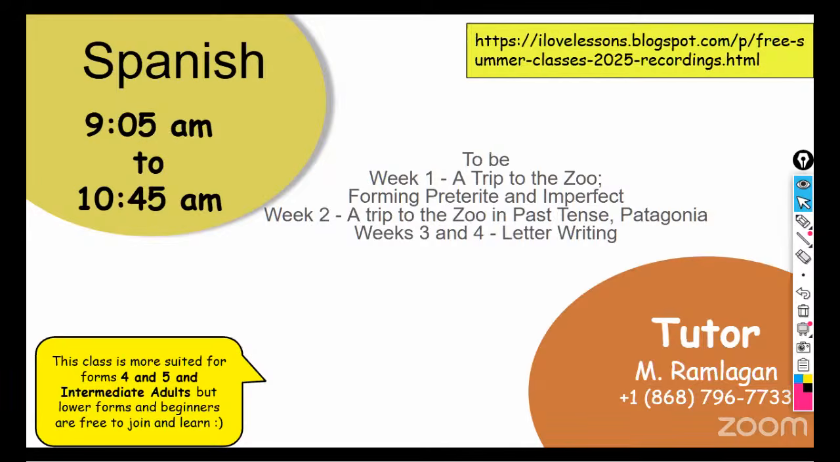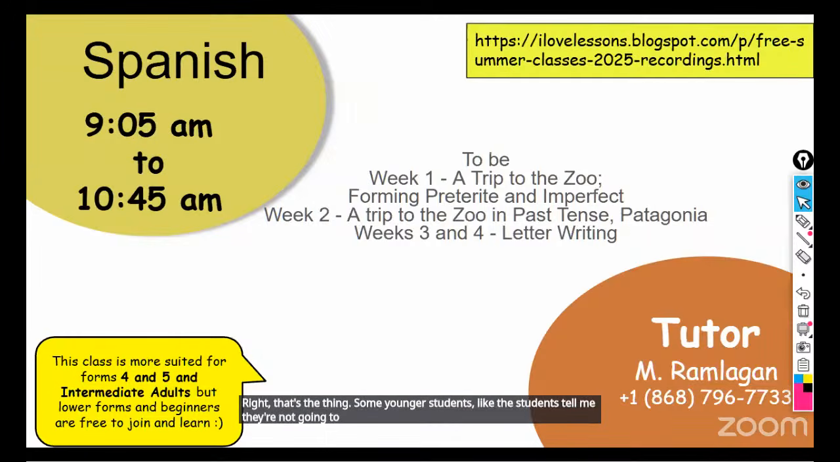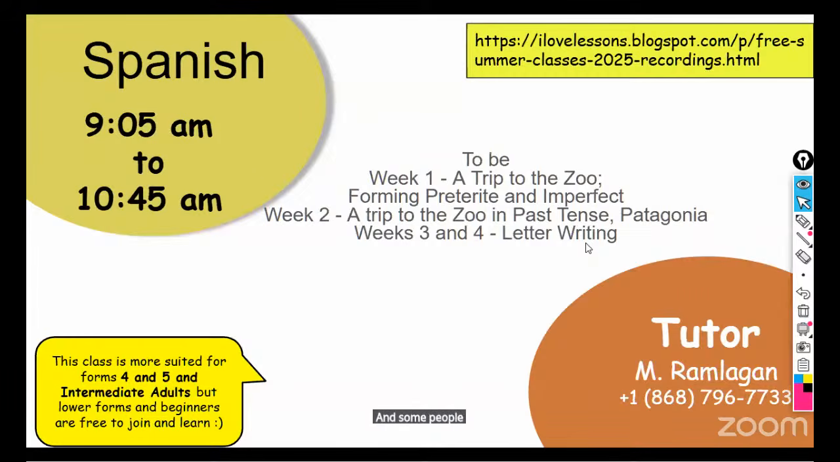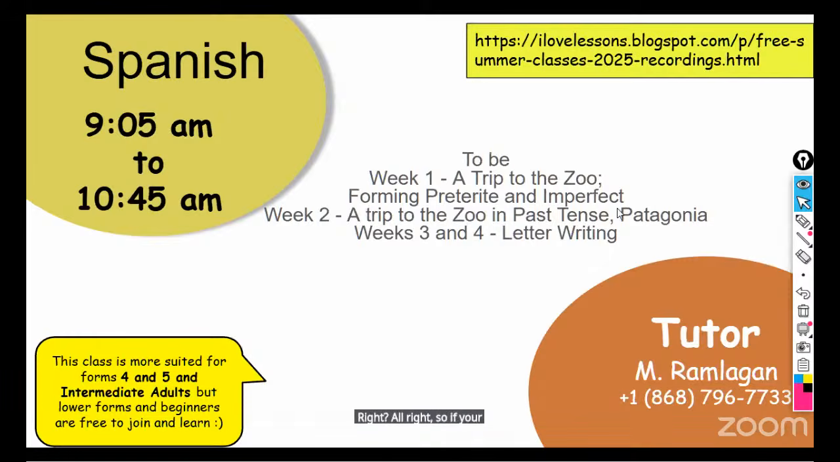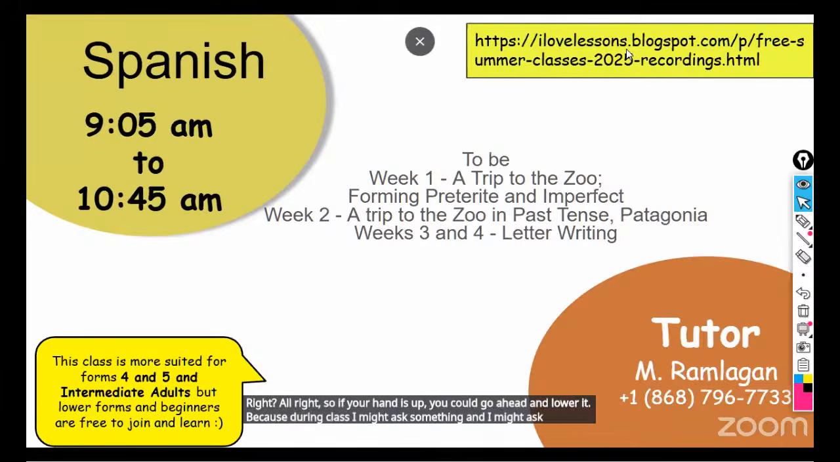Right, that's the thing. Some younger students tell me they're not going to Form 3, but they've done the topic already. It really depends on how your school plans and paces their Spanish class, right? And some people might be going into Form 4 and they've done the topic multiple times and they're still kind of sketchy on, oh, well, how do I form the preterite? How do I form the imperfect? Right? All right. So if your hand is up, you could go ahead and lower it. Because during class, I might ask something and I might ask you to put it up again, right? Please and thank you.